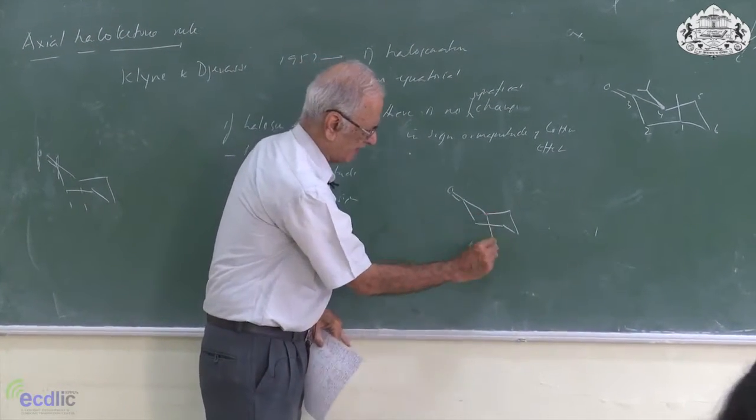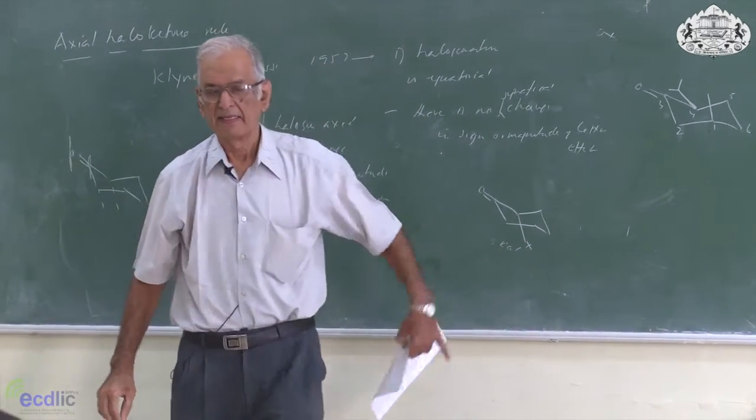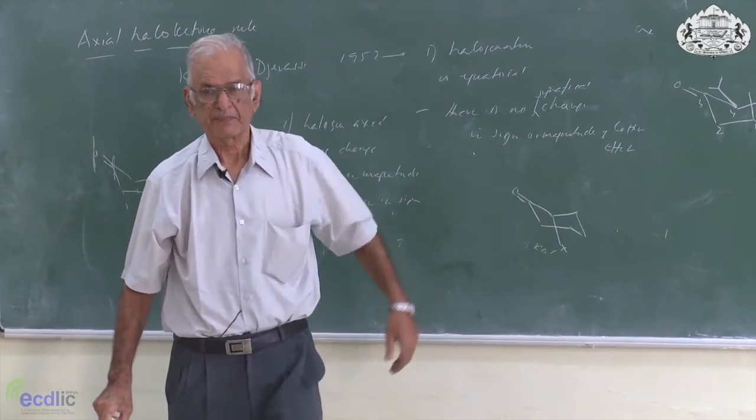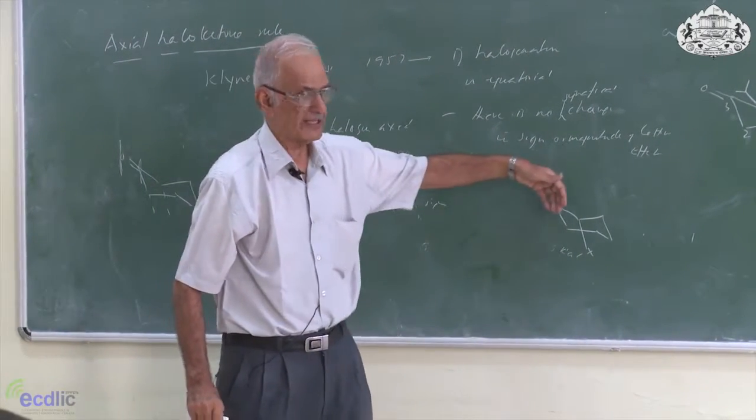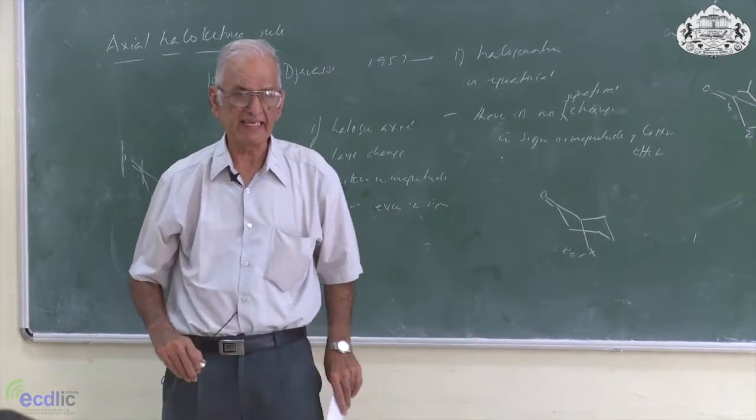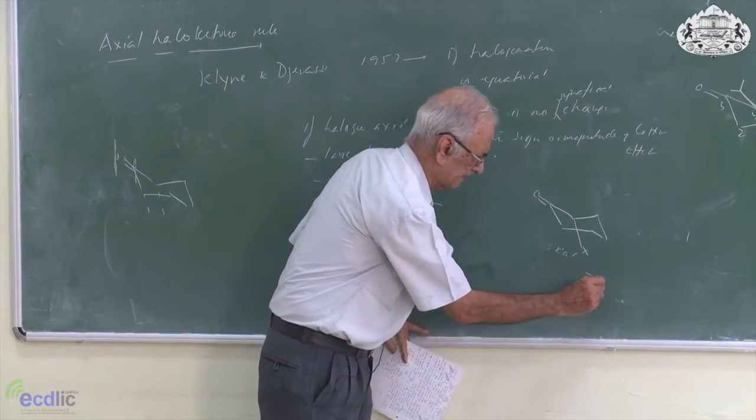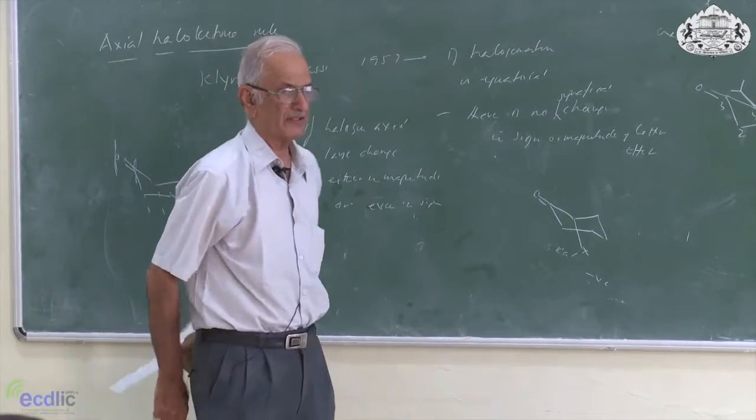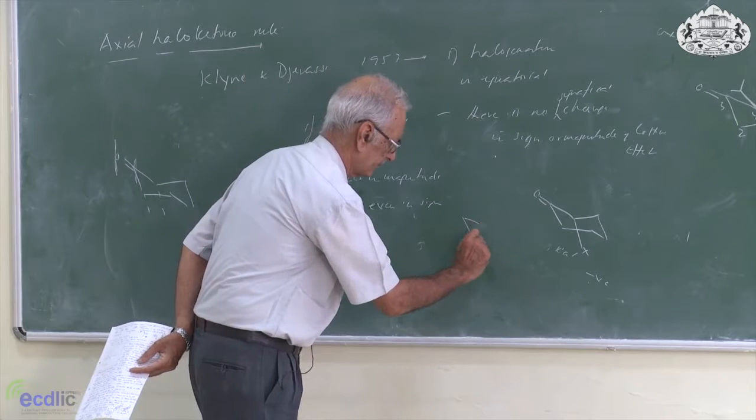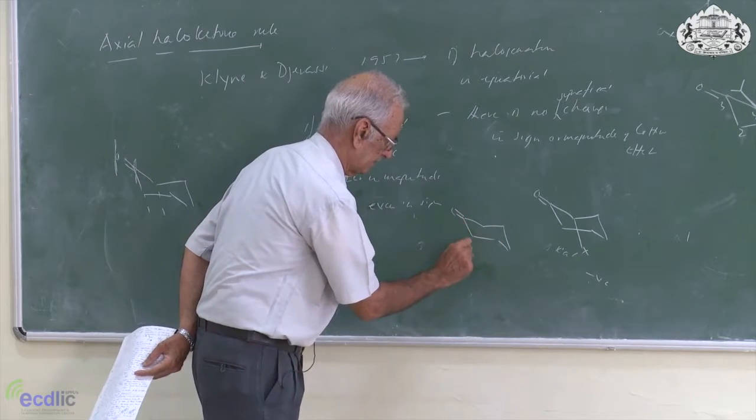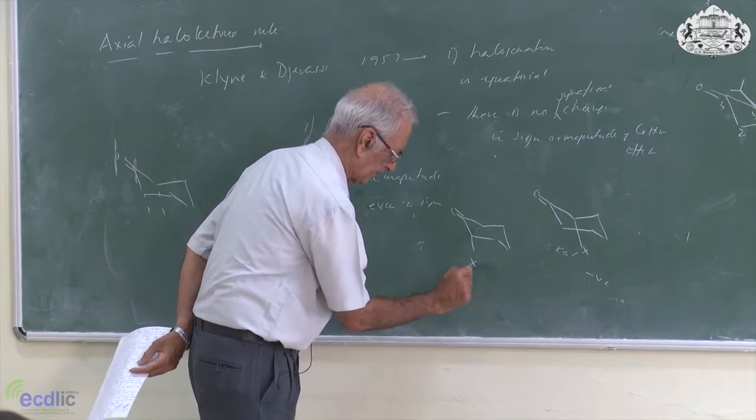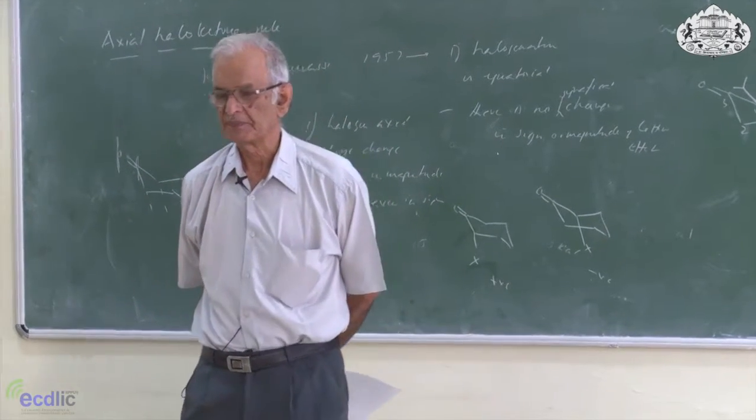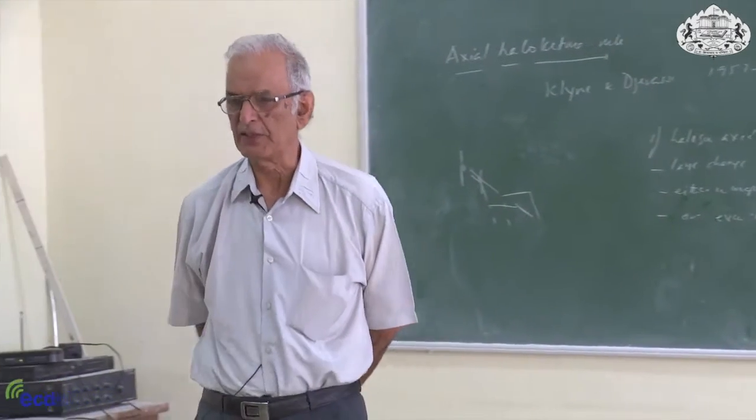If the halogen is on the left hand side, it will make the Cotton effect negative. If it is on the right hand side, it will be positive. That was their statement of the axial haloketone rule.